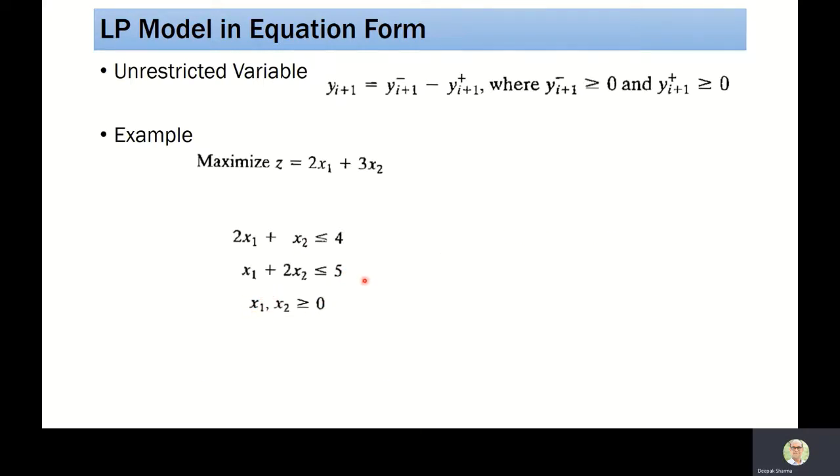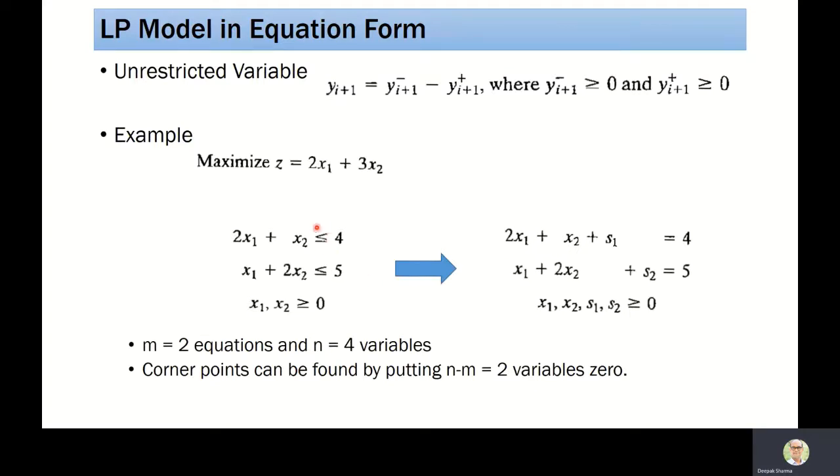Now let us write the equation form. Since it is a smaller than type and the right hand side is non-negative, we know that we are going to add a slack variable. Similarly, for the second equation, since it is smaller than or equal to type, we are again adding another slack variable. So S1 and S2, two different slack variables, are added in equations 1 and 2 respectively.